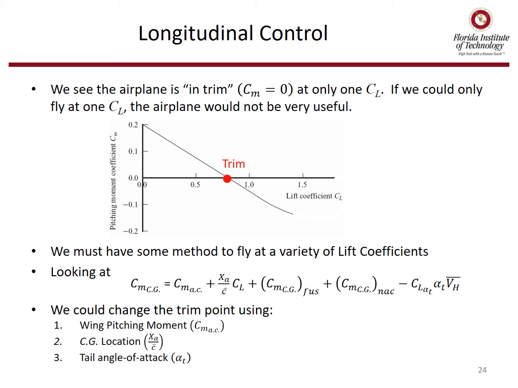Go back to the equation and look at the different terms and ask, what can we change to move the trim point? We can change the wing pitching moment, the first term. We can change the CG location, or we could change the tail angle of attack. That shows up in the last term. The other things are, for the most part, fixed.